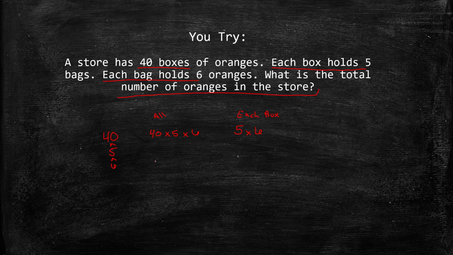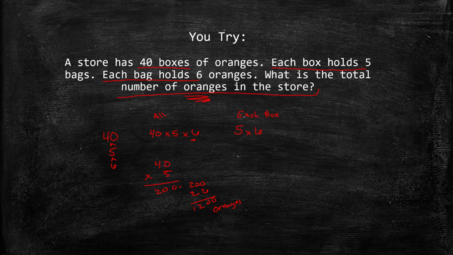So we'll start off with this one, 40 times 5. Okay, 5 times 0 is 0. 5 times 4 is 20. Okay, now we still got to do times 6 because that's how many oranges are in each bag. This is how many total bags we got. Now 200 times 6, 0, 0, 6 times 2, 1,200. Remember, we have to write what it is. So 1,200 oranges. Aren't you glad you stopped by?